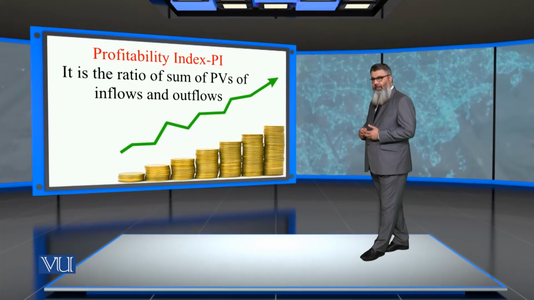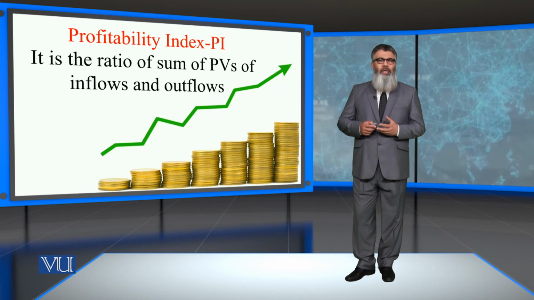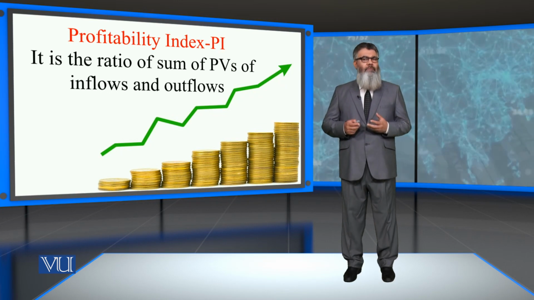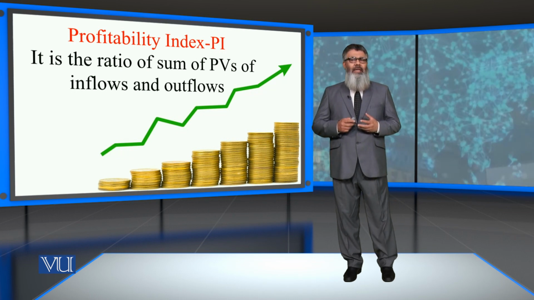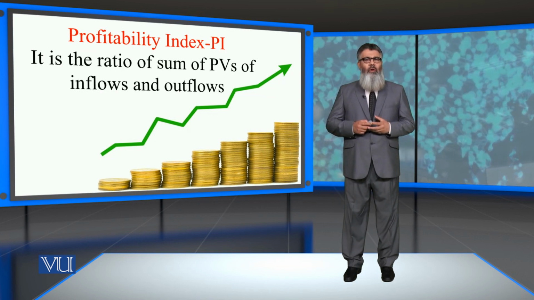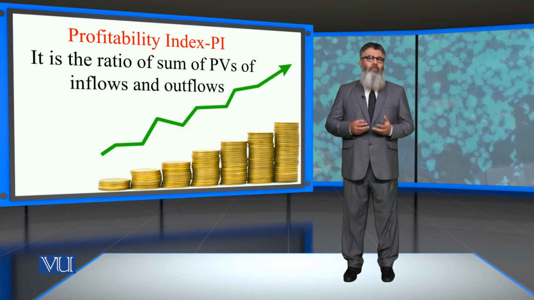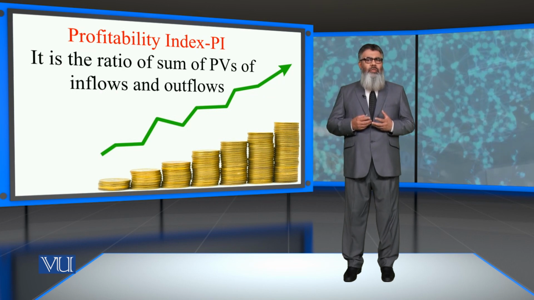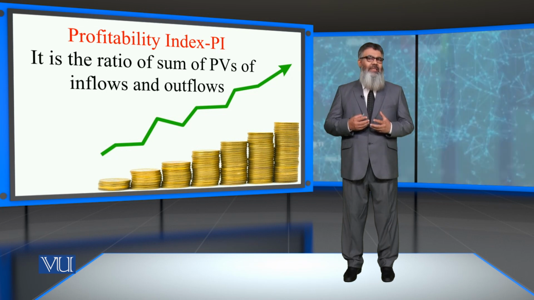Profitability Index, by definition, is a ratio between the sum of present values of cash inflows and cash outflows. Now, what is an index? The term index is used generally for a relationship of two values, which is mostly in the form of a ratio. And this index is then used as a measure to determine or to assess something.